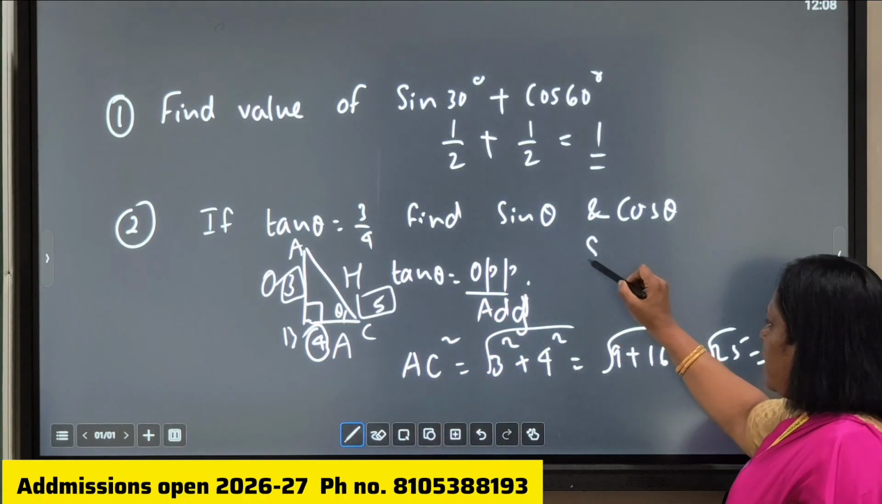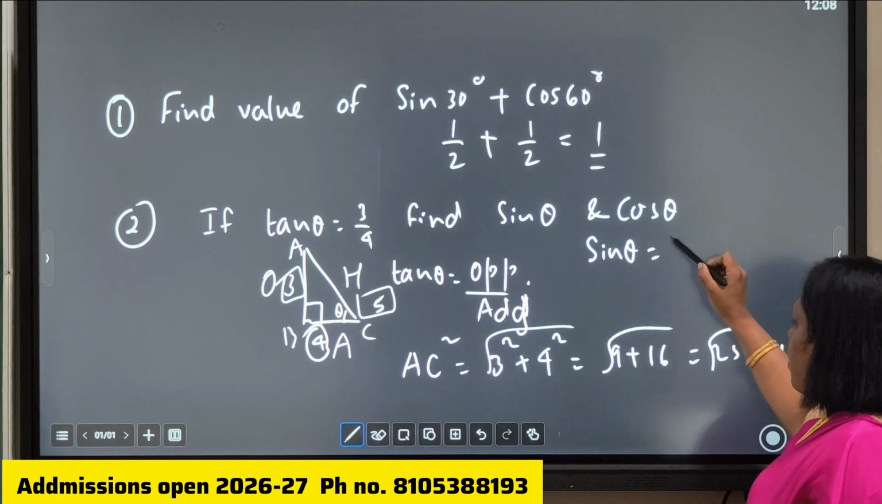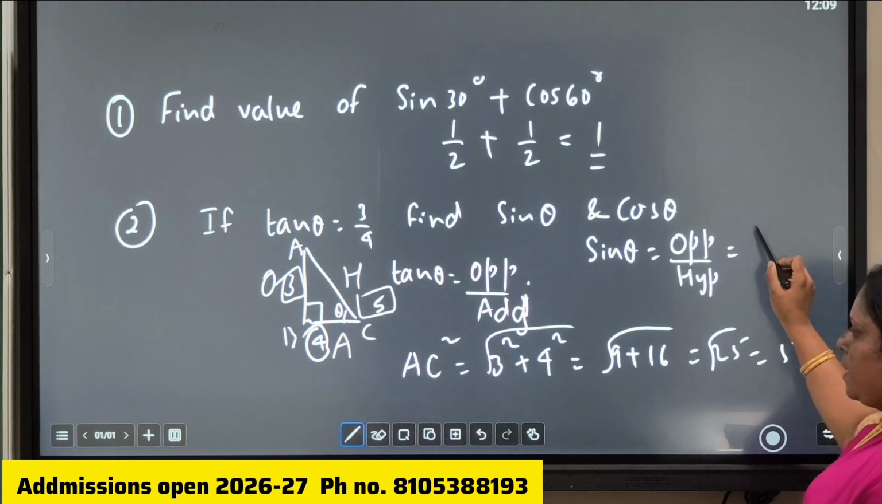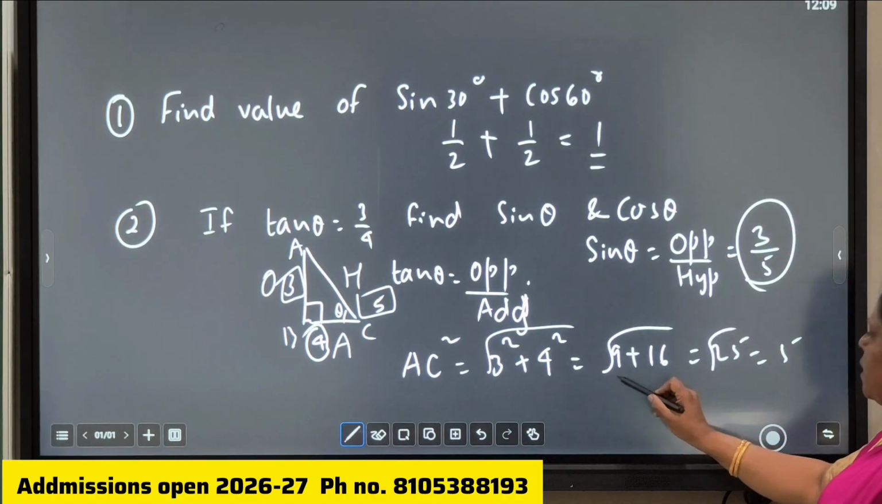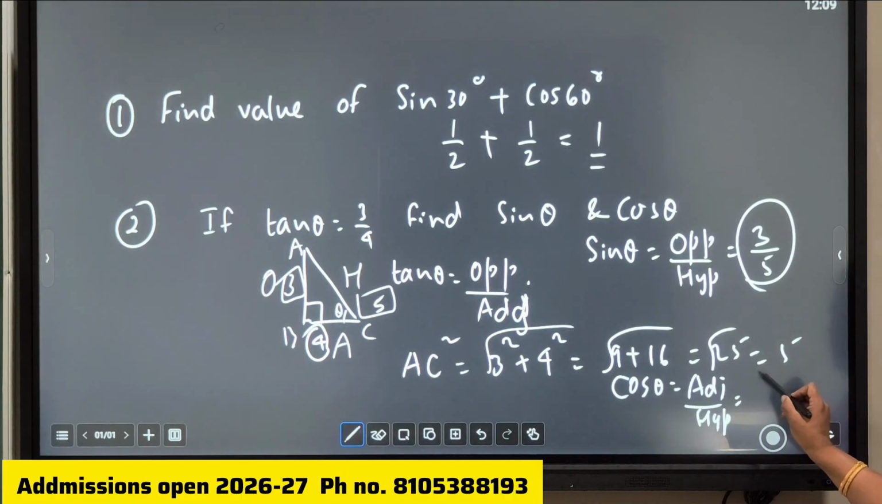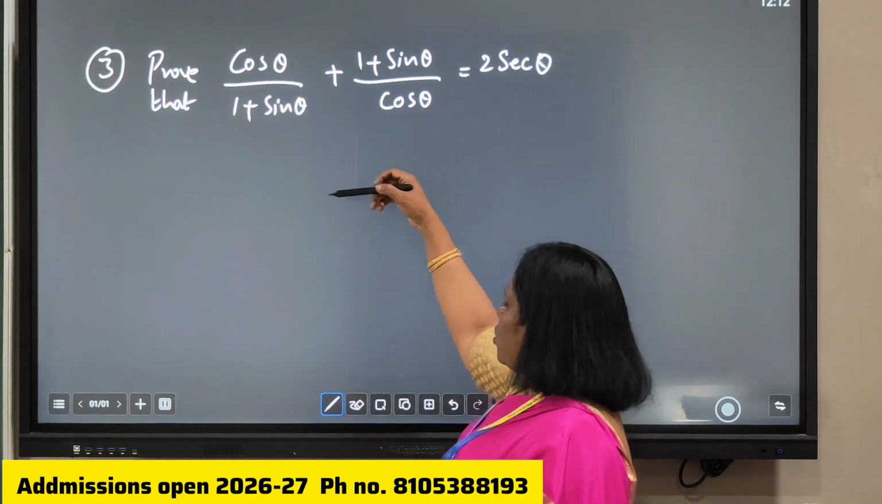Now it is very easy to find the value. Sine theta is opposite by hypotenuse side. Opposite is 3, so it is 3 by 5. This is the value asked. Then we have cos theta. Cos theta is adjacent by hypotenuse. Adjacent is 4 and hypotenuse is 5. This question is asked for 3 marks. Let us solve this question.